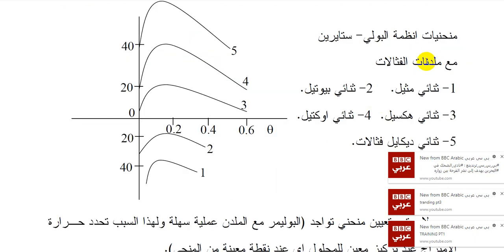And as you can see right here in front of you, the curves of the polystyrene systems, or the polystyrene bulks, with phthalate plasticizers: dimethyl, dibutyl, dioctyl, dihexyl, and didecyl phthalates.